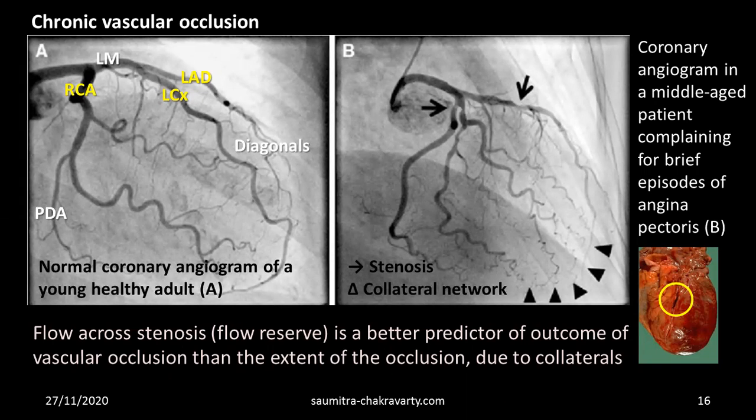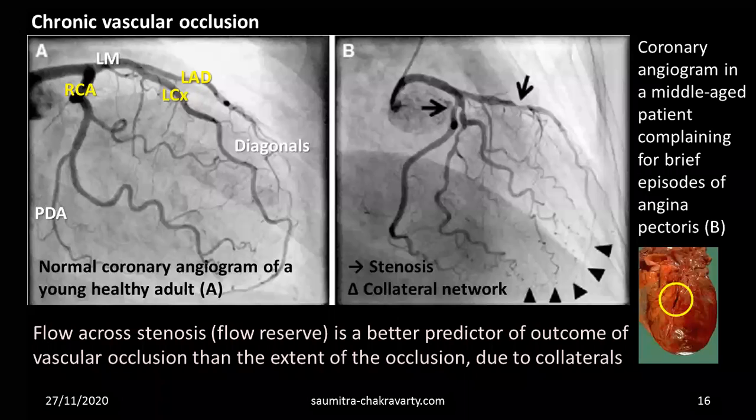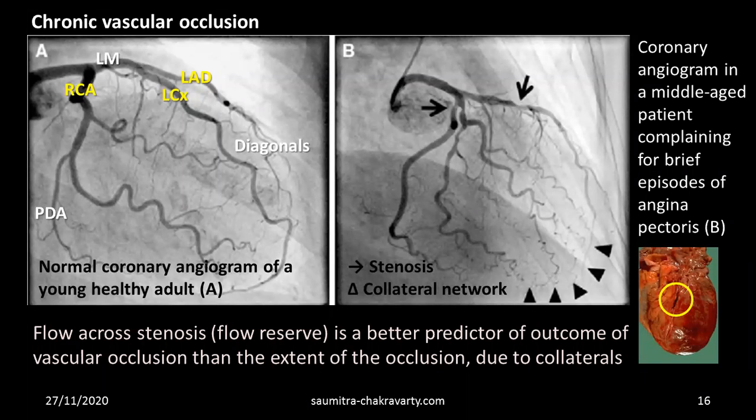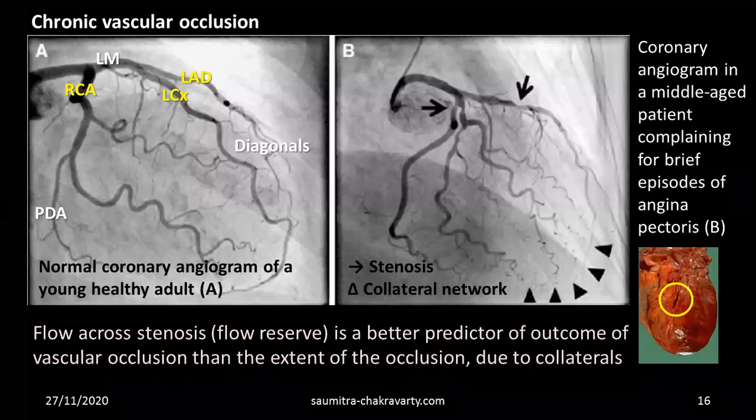Suppose you have a string that is quite elastic, like a telephone cord. When compressed, it will get coiled. So new vascular networks have developed. It's actually a consequence of chronic vascular occlusion. If the vessel is occluded for a long while, new blood vessels try to develop.